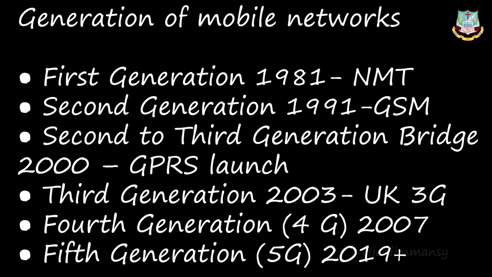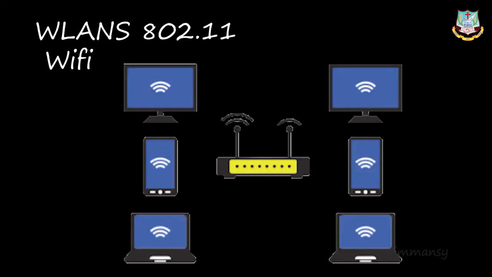Next we are going to see about WLANs, 802.11. This is Wi-Fi. We all would have heard the name Wi-Fi. What is the full form of Wi-Fi? Wireless fidelity. This is a wireless network technology which permits computers or any other devices to be connected in the network without using cables. Wi-Fi is additionally stated as wireless local area network, so here they have given us WLAN, wireless local area network.